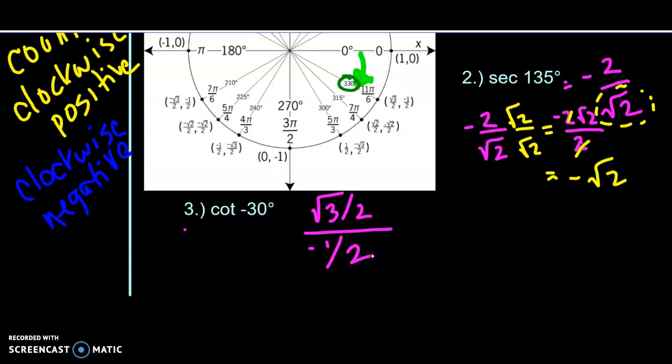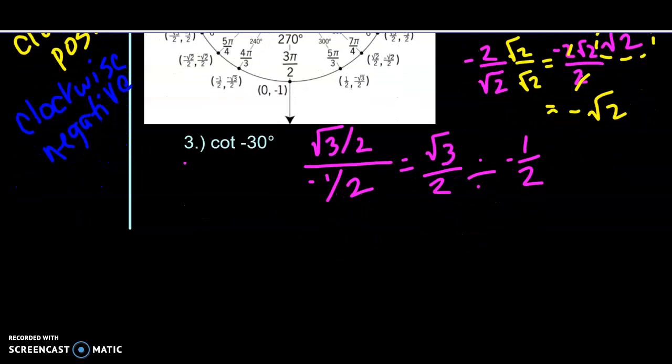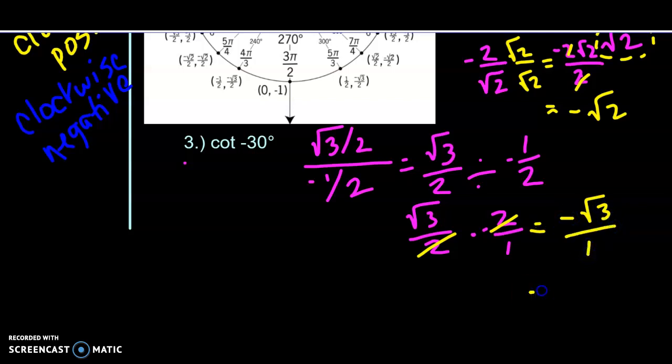Remember that it helps you to rewrite it, right? And when we have division, we change it to multiplication. So times 2 over 1. It's a negative. What happens to my 2's? 2 over 2 is just 1. So what am I left with? Negative root 3 divided by 1, and that's just equal to negative root 3. So that's your final answer.